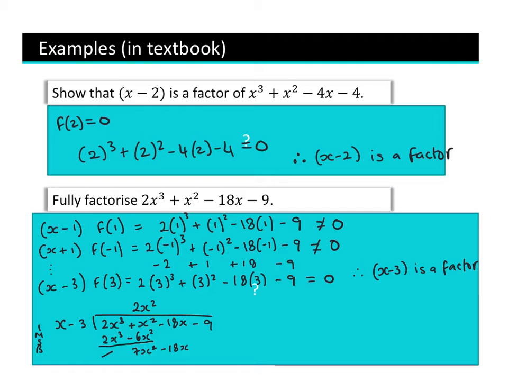Now into: x into 7x squared is 7x. Multiply 7x times x is 7x squared. 7x times minus 3 is minus 21x. Now I'm going to subtract. Minus 18x minus minus 21x is positive 3x. I'm now going to bring down. I'm now going to multiply again. How many x's go into 3x? The answer is 3. x multiplied by 3 is 3x.